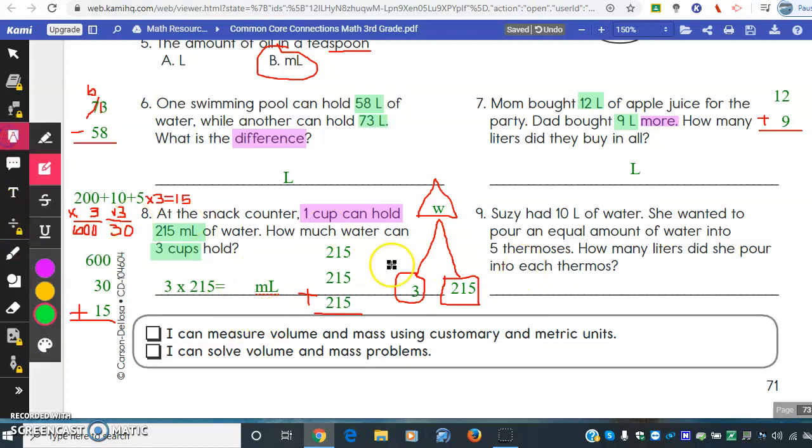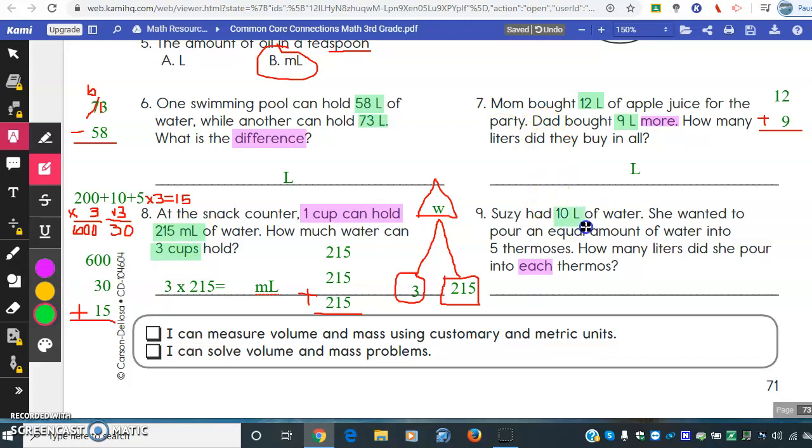Number 9 says, Susie had 10 liters of water. She wanted to pour an equal amount of water into 5 thermoses. How many liters did she pour into each thermos? You saw it, hopefully. I saw it. Let's mark it. There's the word each. The word each tells us we are probably going to be multiplying or dividing.